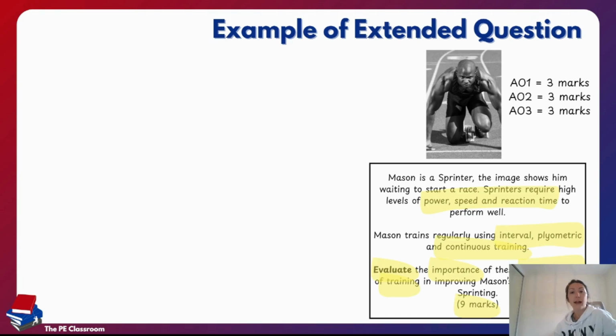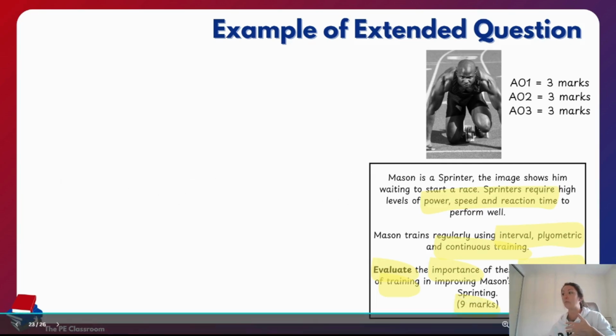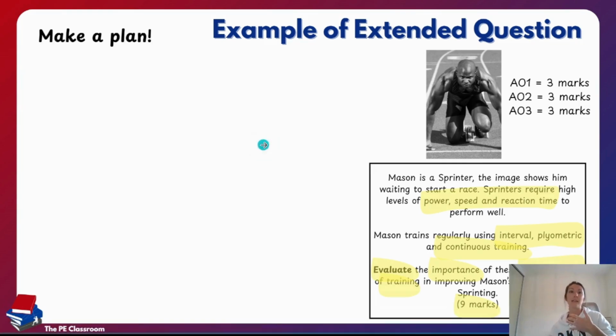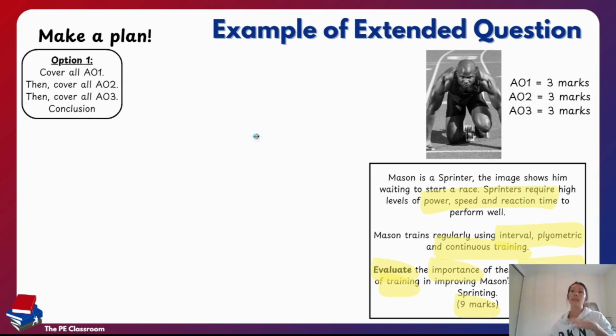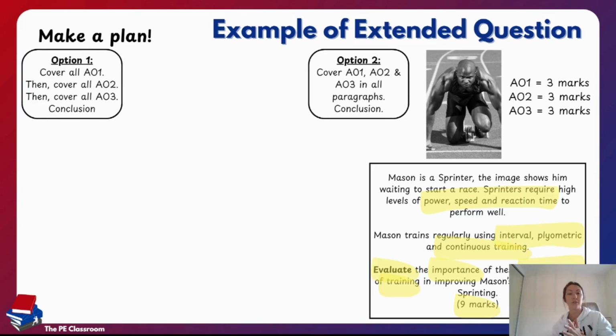Once you've done that, to ensure that you're meeting each AO, I would do a brief plan, just so that I know to keep my answer concise and make sure I'm hitting each point. Okay, so at this point you have 2 options of how you could choose to go about writing your answer. Option 1 is you cover all of your AO1 points first, so 3 AO1 points.